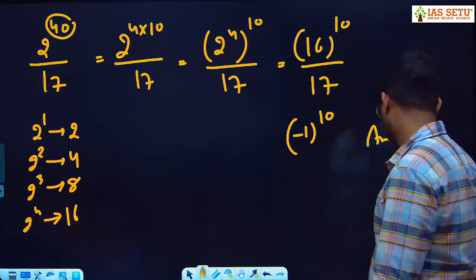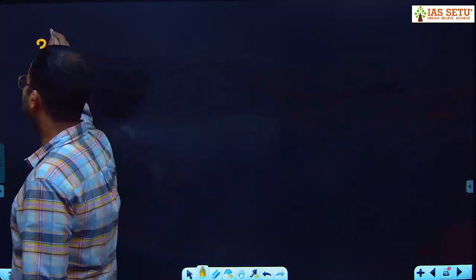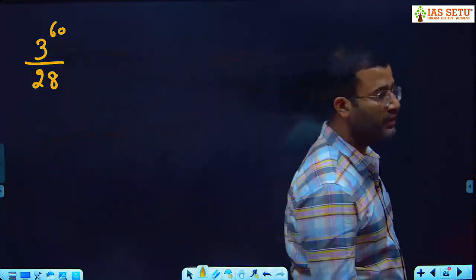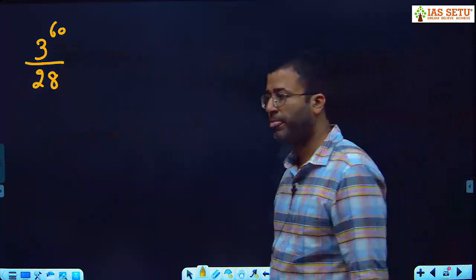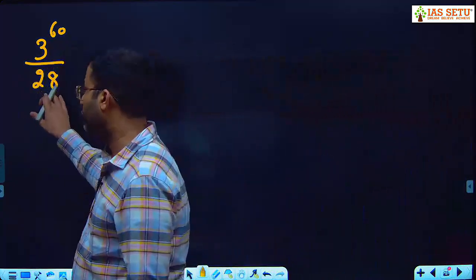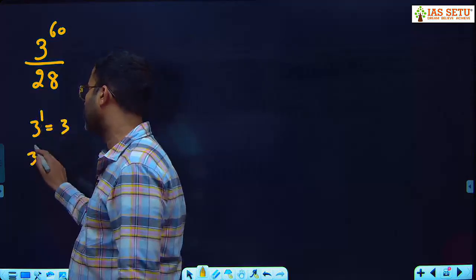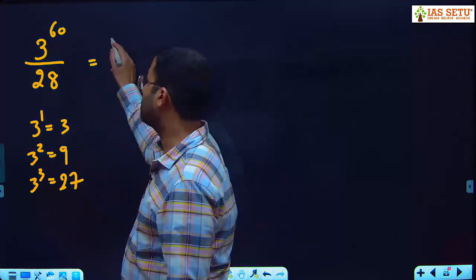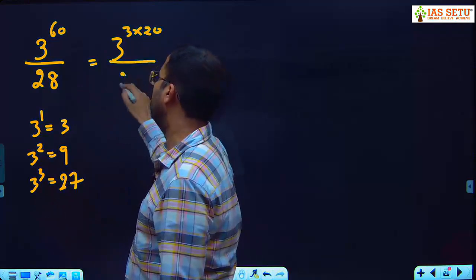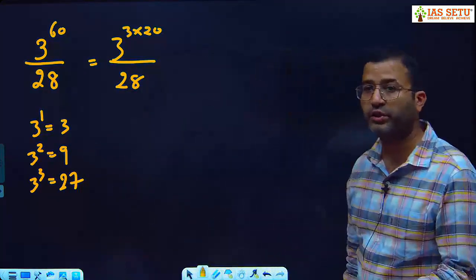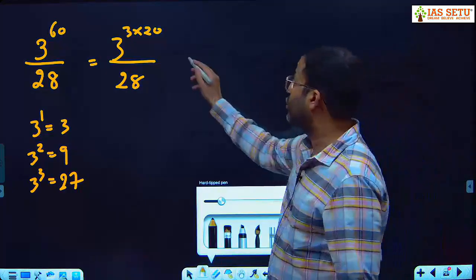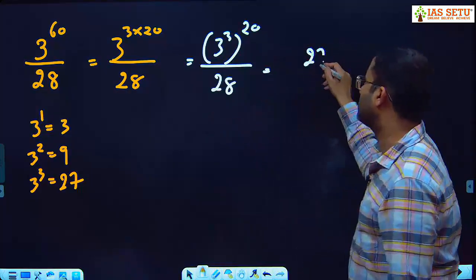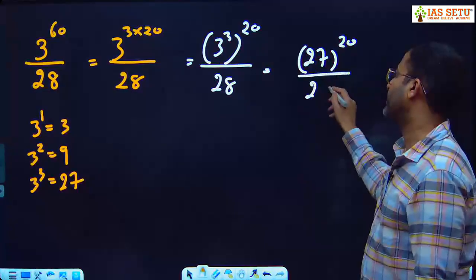Let me take one more question. 3 to the power 60 divided by 28. It is asked, when 3 to the power 60 is divided by 28, what is the remainder? So what we will do, we take powers of 3 near to 28. 3 to the power 1 is 3, 3 square is 9, 3 cube is 27. So we express it as 3 to the power 3 into 20 divided by 28. Why 3 cube? Because 3 cube gives 27. So next is 3 to the power 3, bracket 20, divided by 28. It is 27 to the power 20 divided by 28.